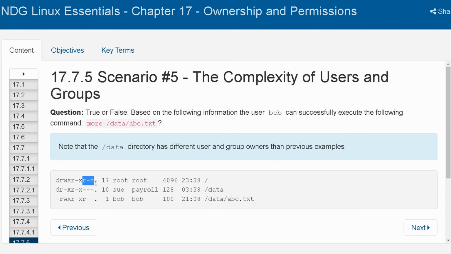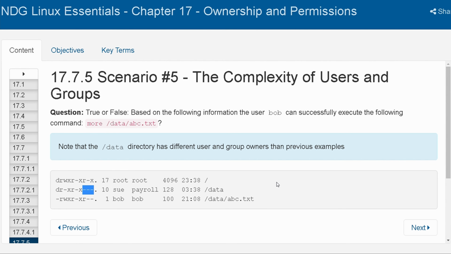Looking at the world, we have a read and an execute. We do not have a write, but that does not matter. Since we can execute, all we need is the X, we can get into the next level or the lower level, which is /data. Now that we are in /data, we look at the world again and we see that the last three are just lined. We have no permissions using the world.